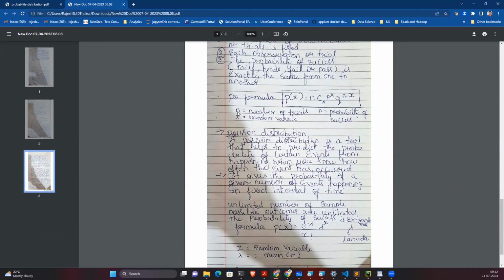Poisson distribution is something where an unlimited number of samples and possible outcomes will be there, where the probability of success is extremely small. I have given a formula there to calculate the Poisson distribution. A Poisson distribution is a tool which helps us predict the possibility of certain events happening. It gives the probability of a given number of events happening in a fixed interval of time.